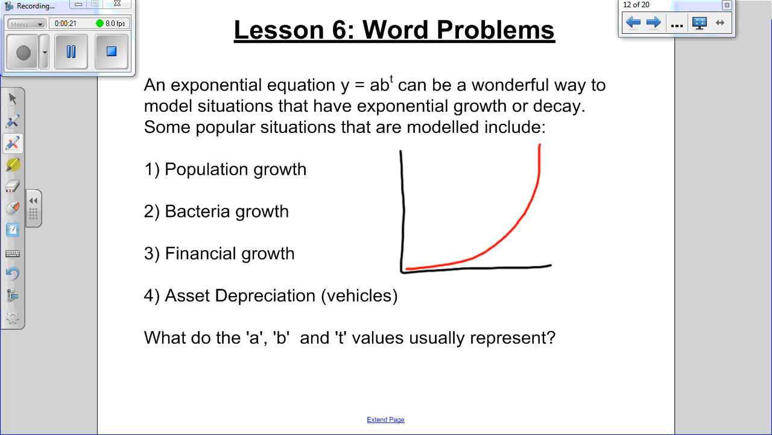Up like that. Or they go down like that. People refer to them as exponential growth or exponential decay. So population, for instance, usually follows a curve like this right here, where population grows and grows and grows, and then it just starts to spike.